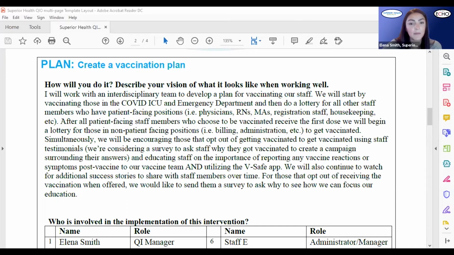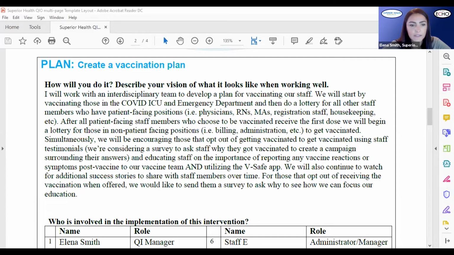After all patient-facing staff members who choose to be vaccinated receive the first dose, we'll begin a lottery for those in non-patient-facing positions like billing and administration to get vaccinated. Simultaneously, we will be encouraging those that opt out of getting vaccinated to get vaccinated using staff testimonials. We're considering a survey to ask staff why they got vaccinated to create a campaign surrounding their answers. We'll also educate staff on the importance of reporting any vaccine reactions or symptoms post-vaccine to our vaccine team, and by utilizing the vSafe app. We will also continue to watch for additional success stories to share with staff members over time.